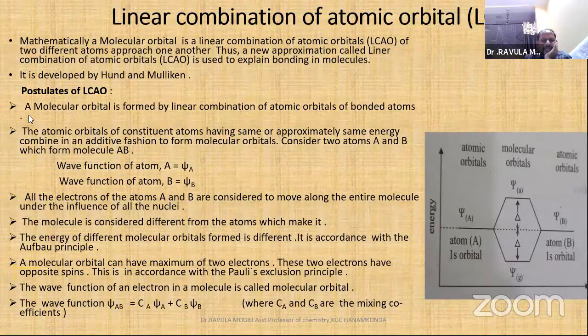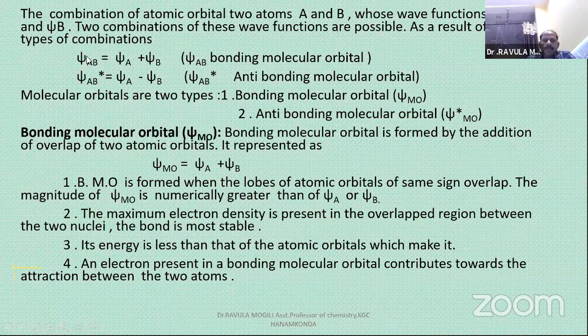So here are the postulates. The molecular orbitals are formed by a linear combination of atomic orbitals. Atomic orbitals of atoms having approximately the same energy combine in an additive fashion to form a molecular orbital. Here, atom A has wave function psi A, and atom B has wave function psi B. So the molecular orbital psi AB is equal to psi A plus psi B.